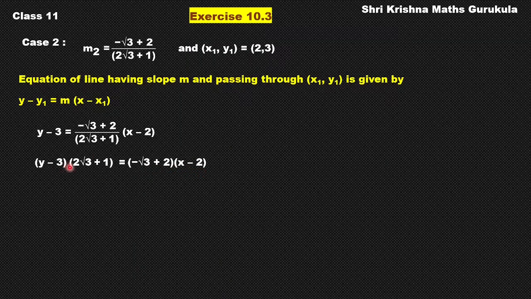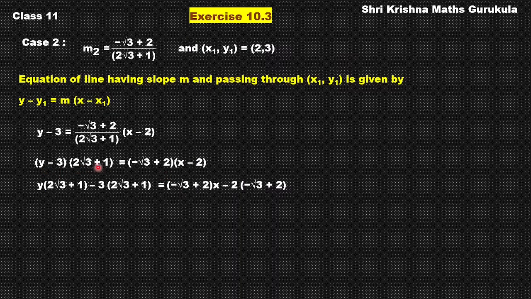So I multiply y, but do not open the brackets, retain the term as it is. But when it comes to constant, that is minus 3, I'll multiply to both the terms and open the brackets. Similarly, in case of x, I will not open the brackets. When it comes to constant, I will open the brackets and multiply. So it is y into 2 root 3 plus 1. Now this minus 3 into 2 root 3 plus 1, that's equal to this whole term, minus root 3 plus 2 into x minus 2 into this whole term, minus root 3 plus 2. These two terms will be retained as it is.